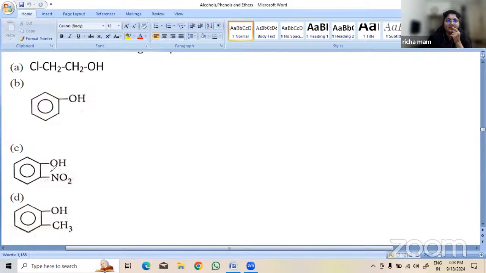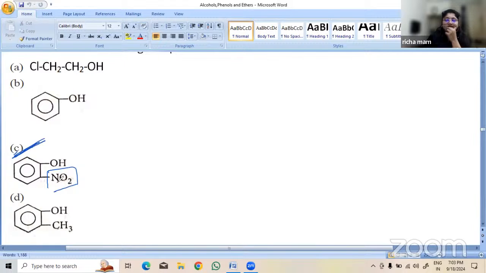So we have to see the nature of the groups which are present. So this is a phenol, and your nitro group is there. Now we know that the nitro group is an electron withdrawing group. When the nitro group is placed at ortho or para position, it is said to be more acidic. So option number C. Here you can see it is at ortho position, so option number C is the answer.